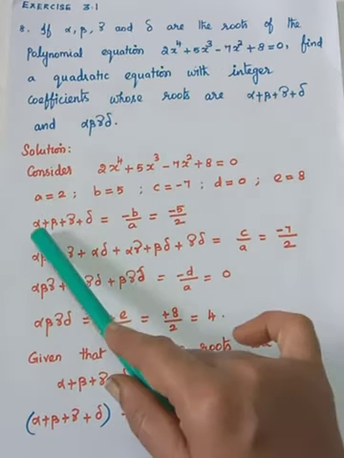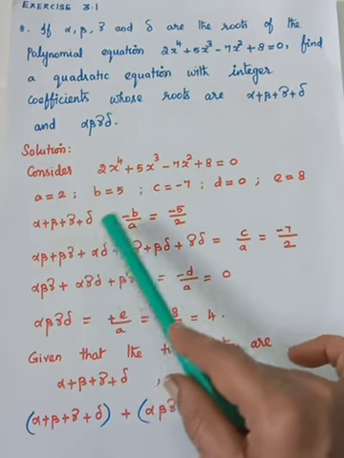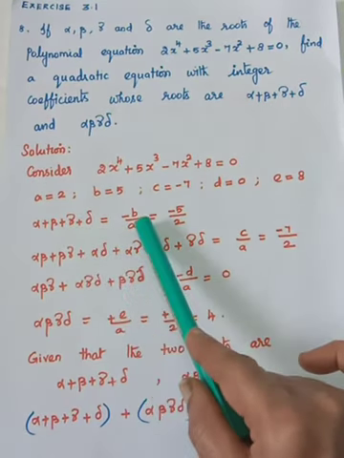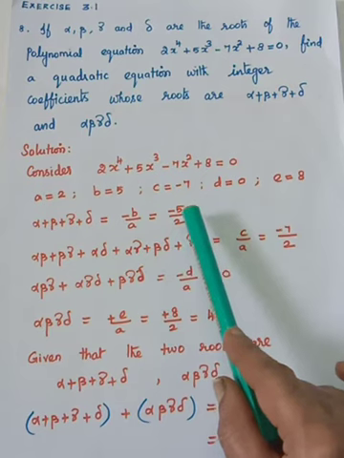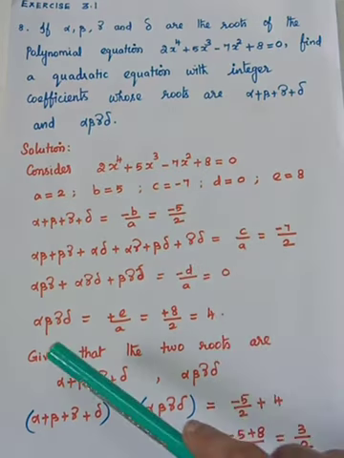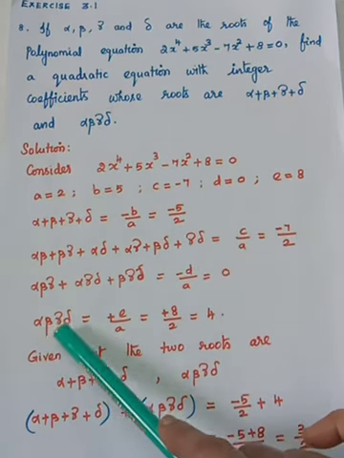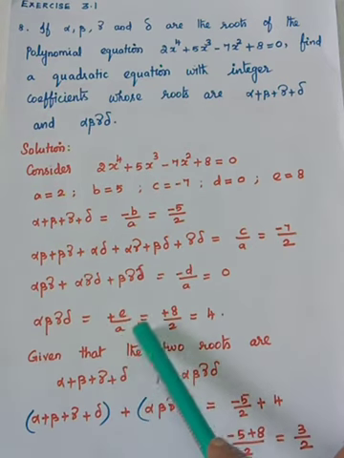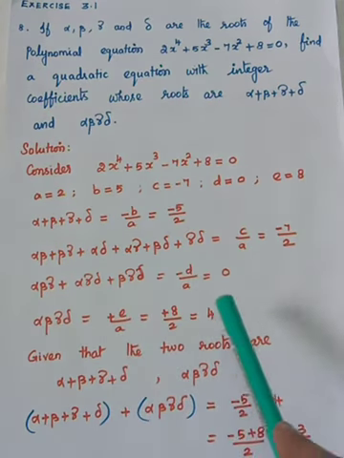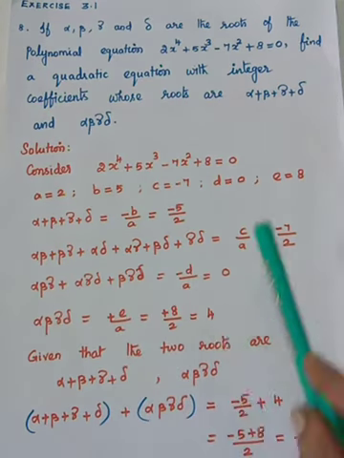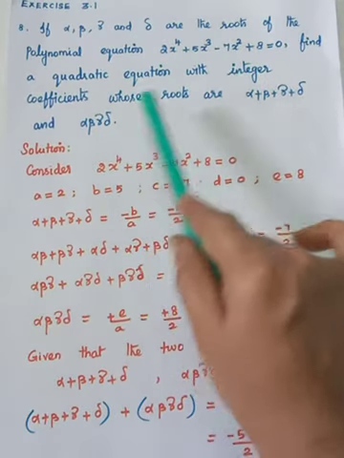Okay, so alpha plus beta plus gamma plus delta is equal to the sum of all the roots. The formula is minus b by a. So you obtained minus 5 by 2. And the next one, alpha beta gamma delta, is e by a. So e is 8 by 2, that is equal to 4. Okay, so these two roots are here.